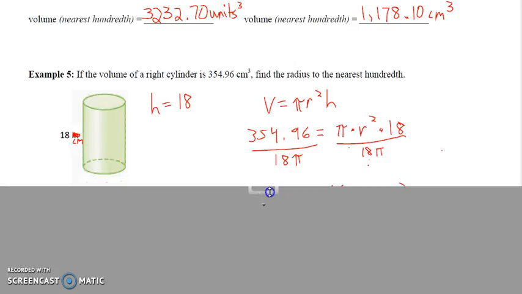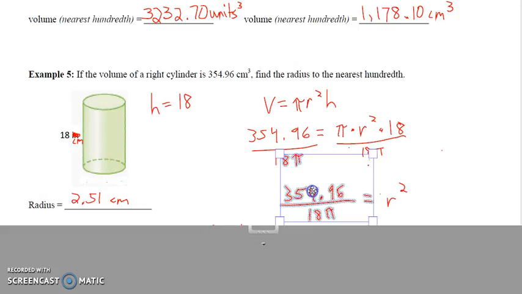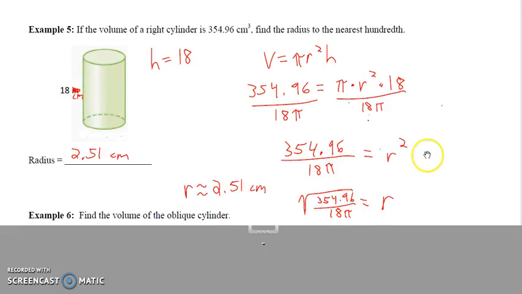Now, I don't want to keep rounding. So instead of typing this into my calculator, 354.96 divided by 18 pi, I just leave it right there. And now I have r squared. Now, how do I go from r squared to r? I need to square root both sides. So if I square root r squared, I get r, and if I square root this fraction, I get this whole thing under the fraction.